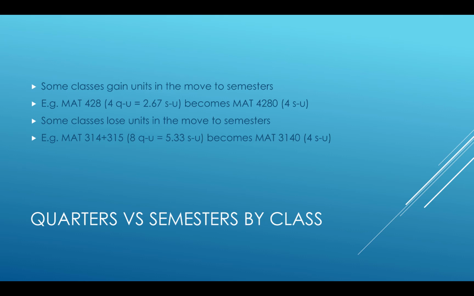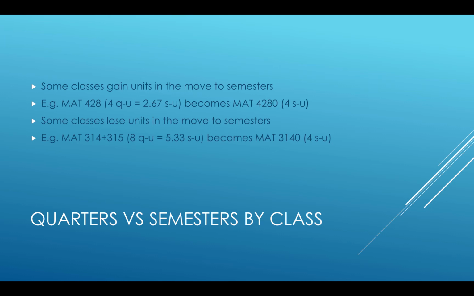Now, some classes gain units in the move to semesters. For example, Math 428, Complex Analysis, is currently a 4 quarter unit course. If you take it on quarters, you get 4 quarter units, which is equivalent to 2 2/3 semester units. However, if you wait until semesters and you take the equivalent, Math 4280, you get 4 semester units. So the number of units that you get for complex analysis depends upon whether you take 428 on quarters, which is fewer units, or 4280 on semesters, which is more units.